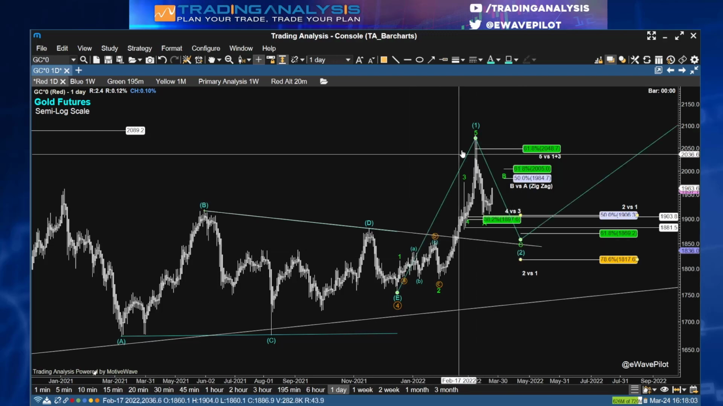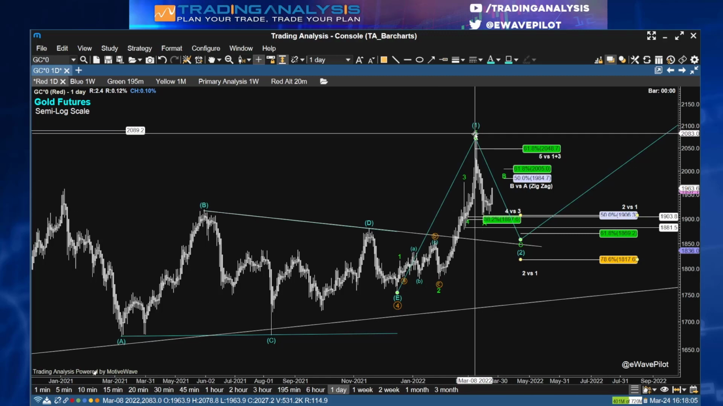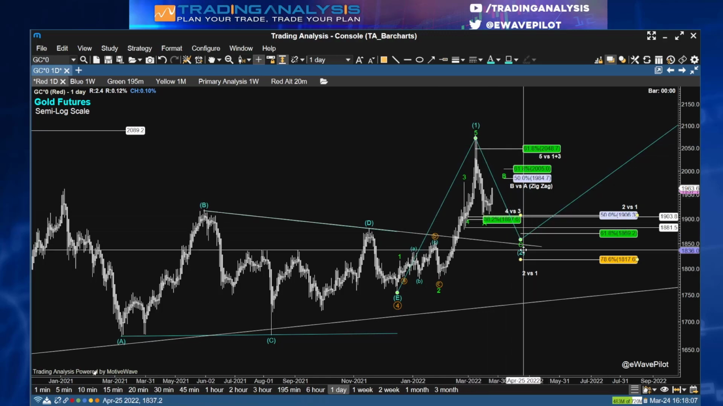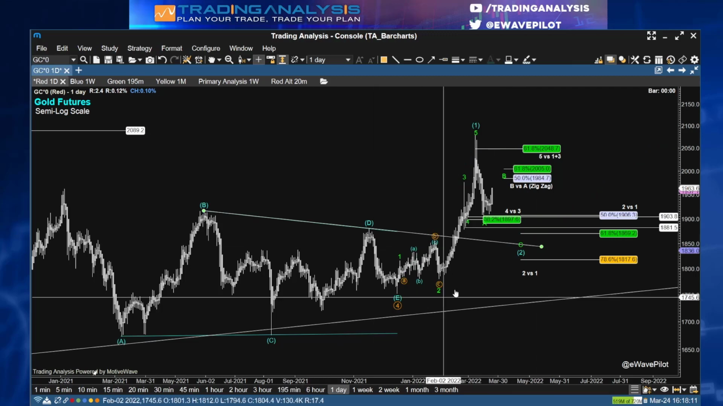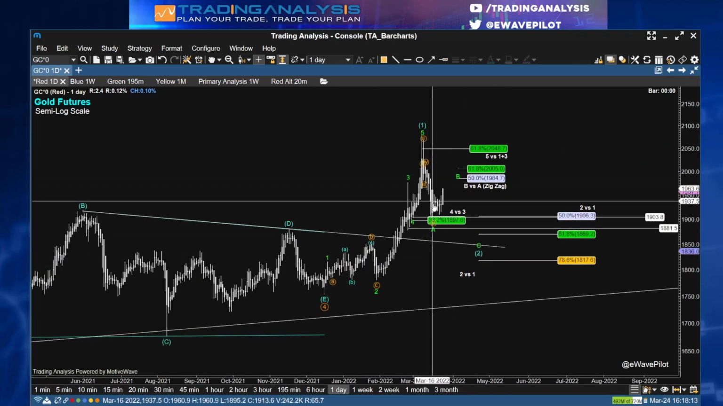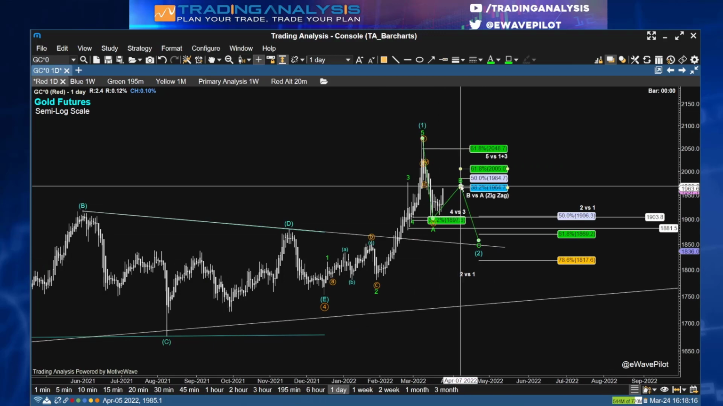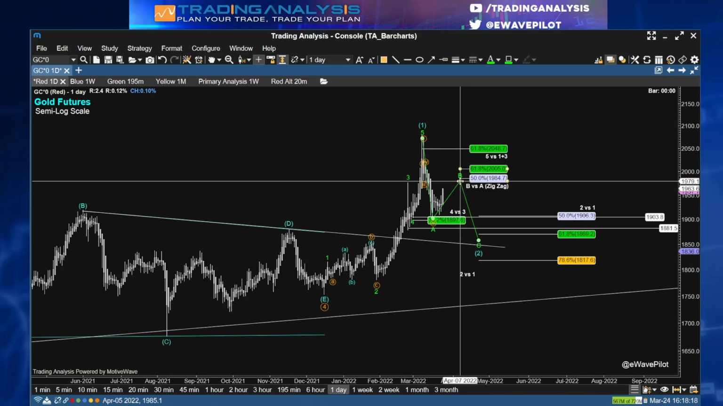that is often a development that we see post-triangle thrust, where the first wave 1 completes and your 3-wave retracement in wave 2 finds support into that trend line. So for now, we have 5 waves off of the high, and we are tracing out a counter trend correction in our opinion.